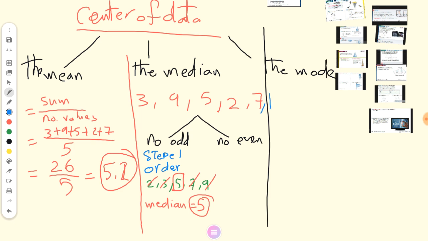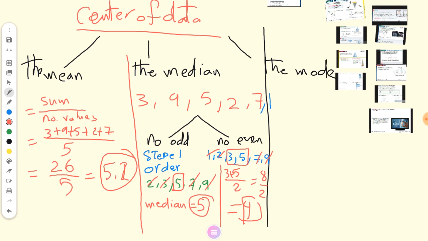So let's arrange it again. After we arrange them for step 1, it will be 1, 2, 3, 5, 7, 9. Okay, 1 here, 1 here, 1 here, 1 here. I have 2 numbers in the middle. Add them and divide them by 2. So it will be 3 plus 5 over 2, which is equal to 8 over 2 equals 4. So in this case, if it's an even number, we do it like that.